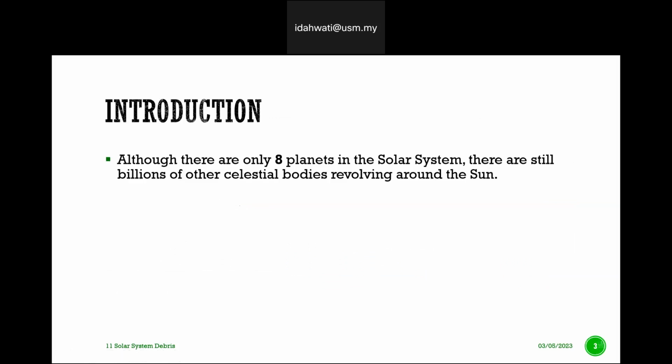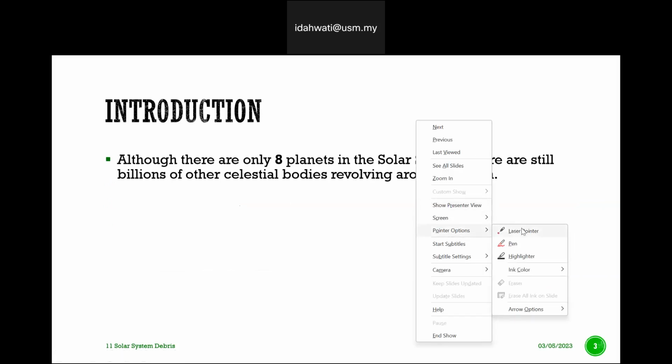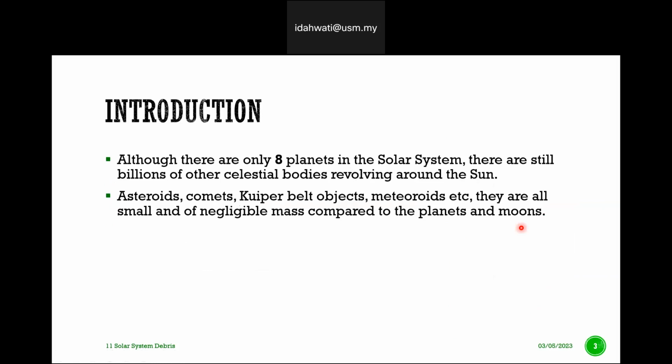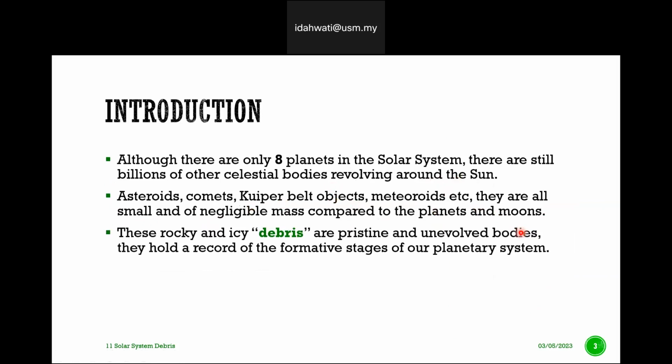For the introduction, we have known about the 8 planets in our solar system. There are still billions of other celestial bodies revolving around the sun. So the asteroids, comets, Kuiper belt objects, and meteorites, for example, are all small and of negligible mass compared to the planets and moons. And these rocky and icy debris are pristine and unevolved bodies. They hold a record of the formative stages of our planetary system.